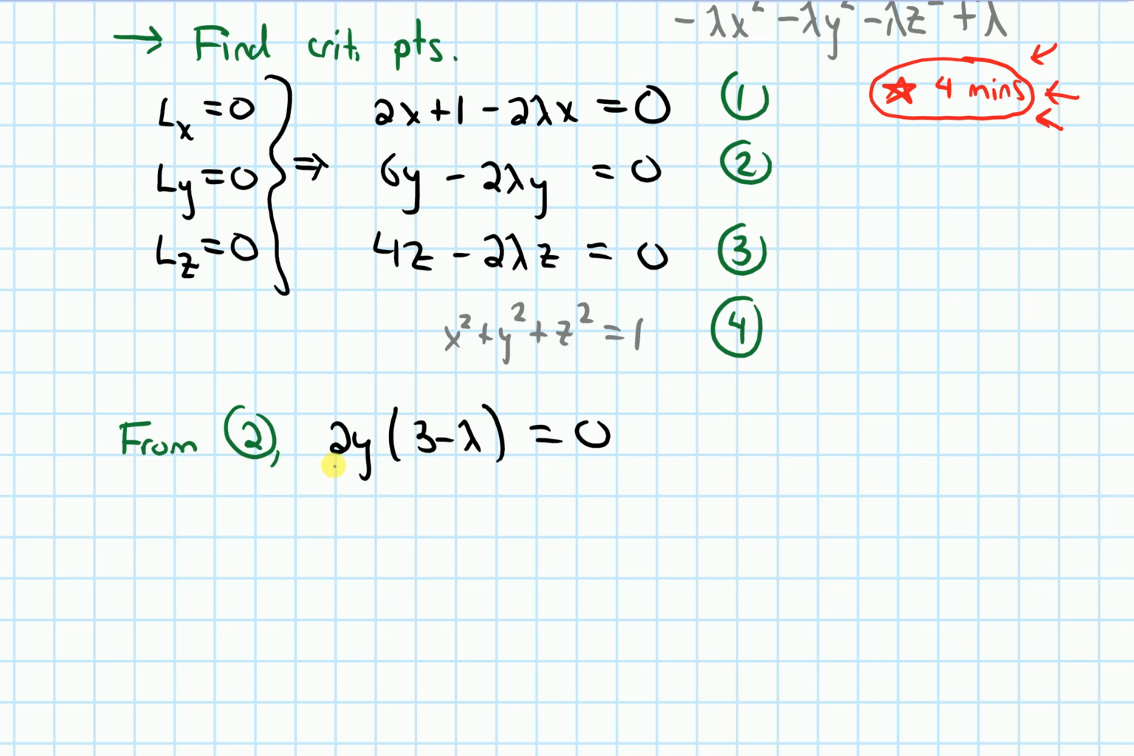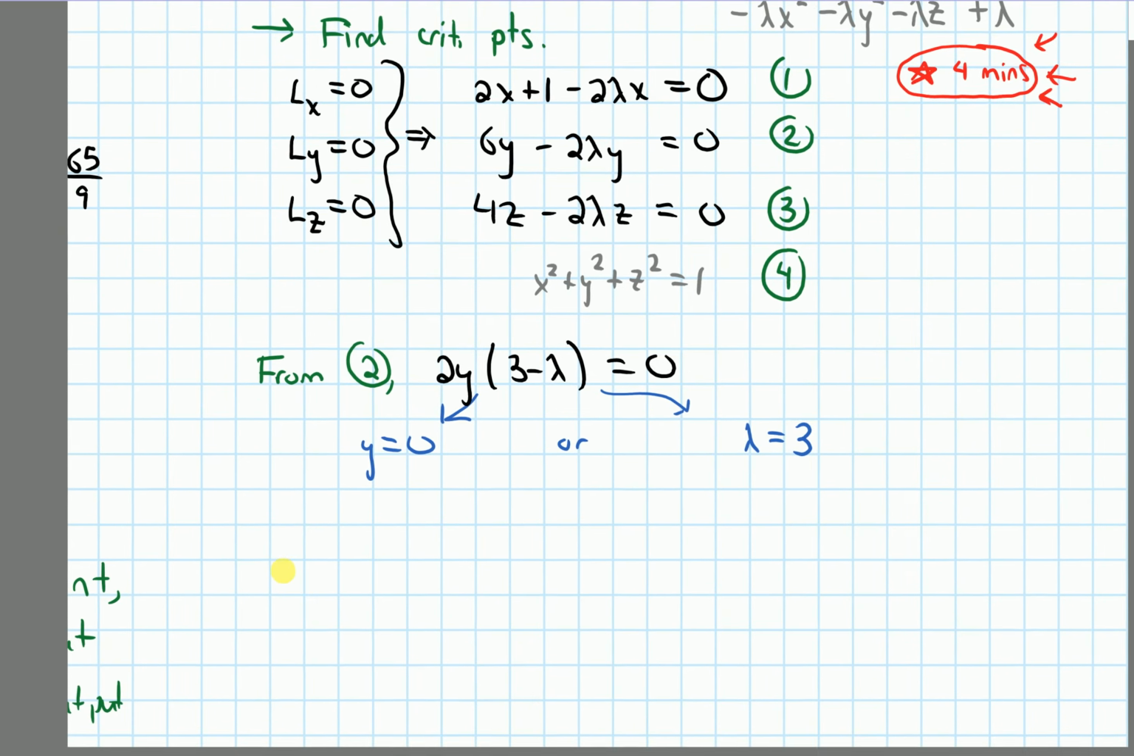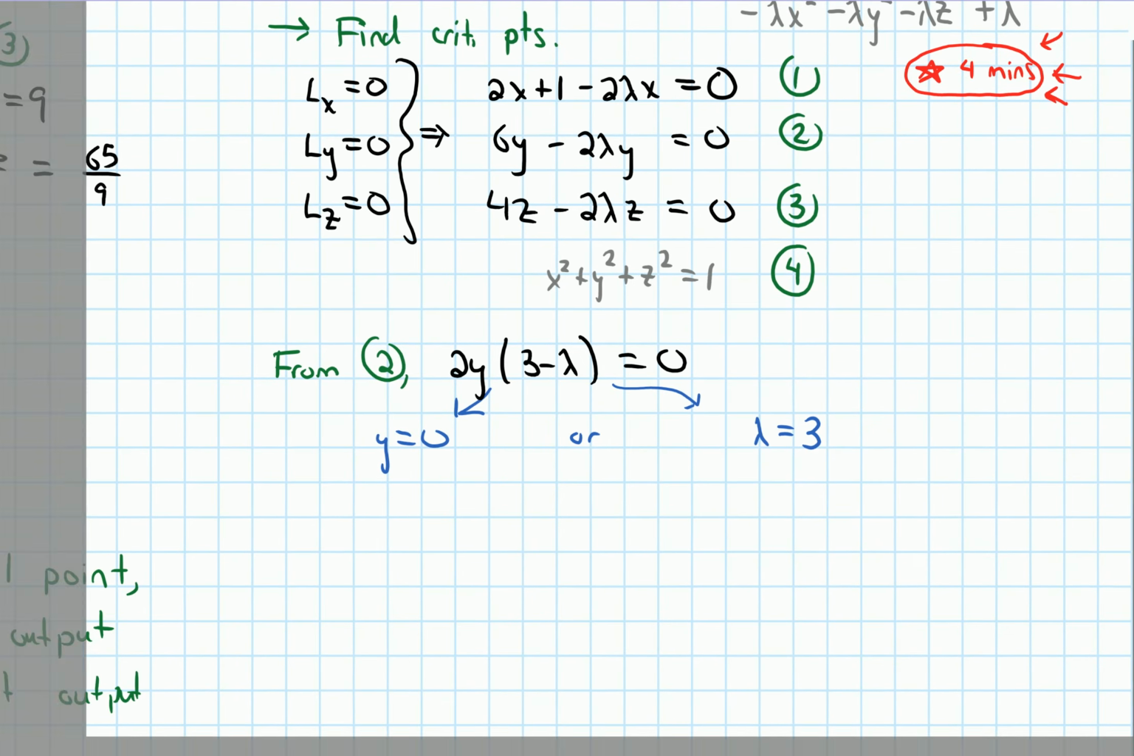All right, so from our factorization here, from the first factor, the 2y, we would get y equals 0. And from the other factor, the 3 minus lambda, we get that lambda is equal to 3. We get these two possibilities. Okay, so now we're going to have to work with these two different possibilities. So first, let's do the case where y equals 0.